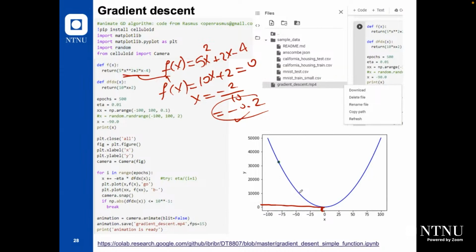So if you want to solve it analytically, you need to get the first derivative of the function. You need to make it equal to 0 and solve it. So x will be minus 0.2. So this will be the optimum solution.